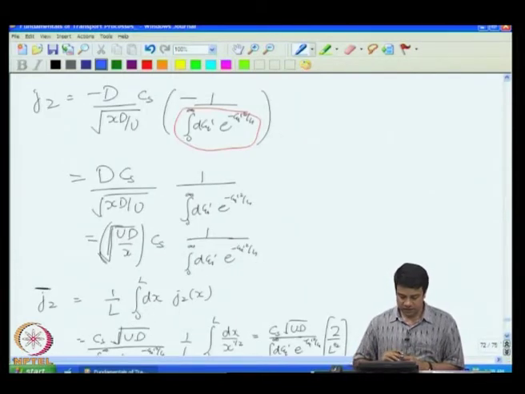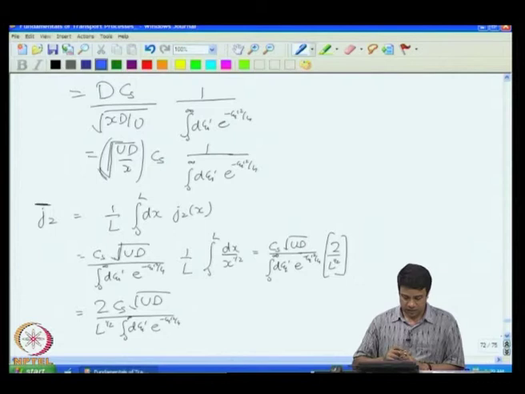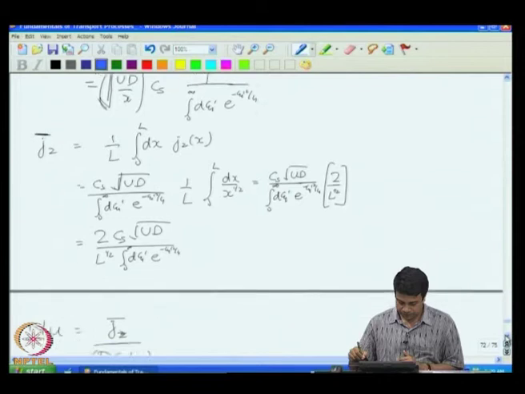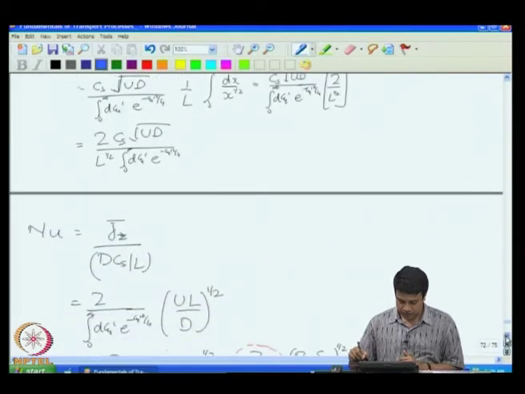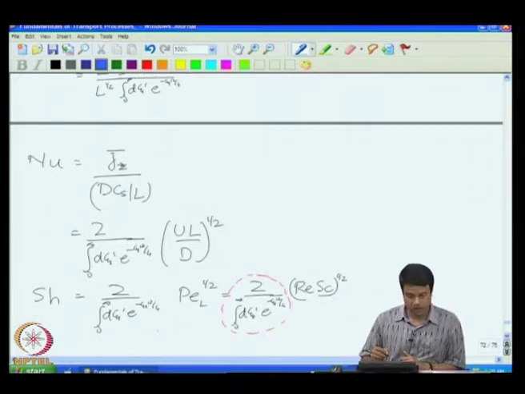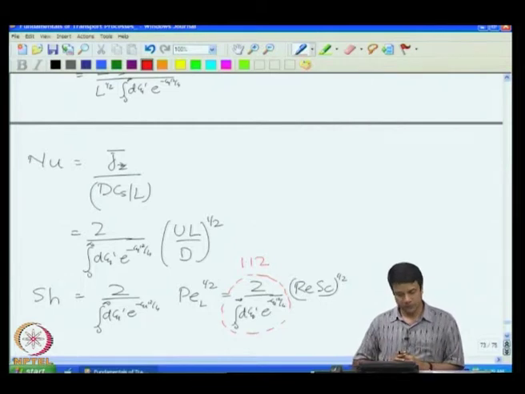We calculated the average flux as an integral over the entire downstream distance from 0 to L of the local flux. And from that we got a correlation of this form, 2 Cs square root of u d by L power half. And the Nusselt number had this form. So, it goes as Peclet number power half times some constant. This constant can be evaluated. This constant turns out to be approximately 1.12. So, this times Re power half Sc power half is the Sherwood number or the Nusselt number in this case.